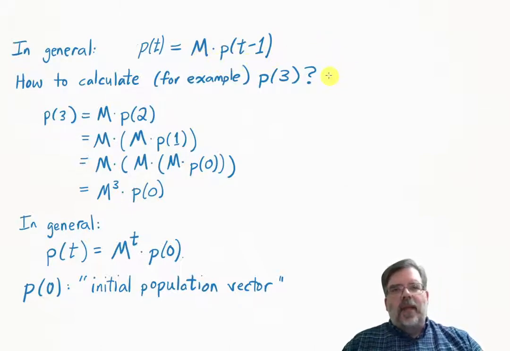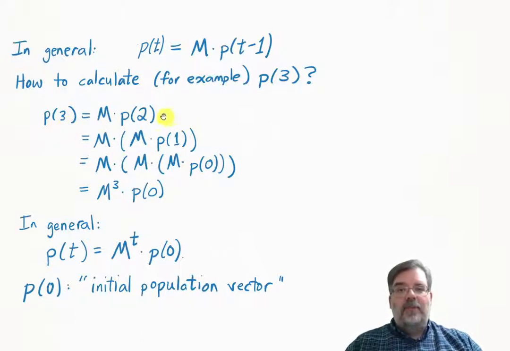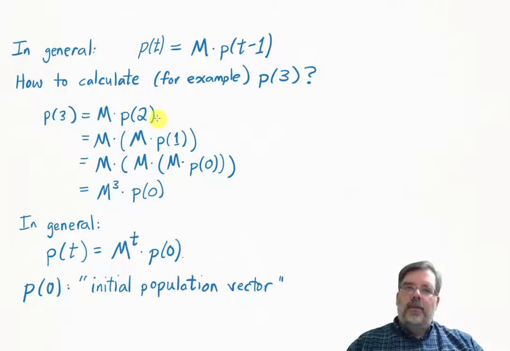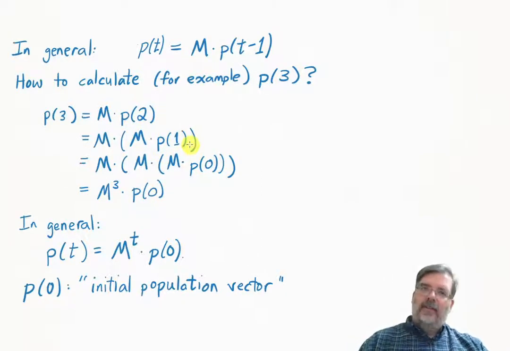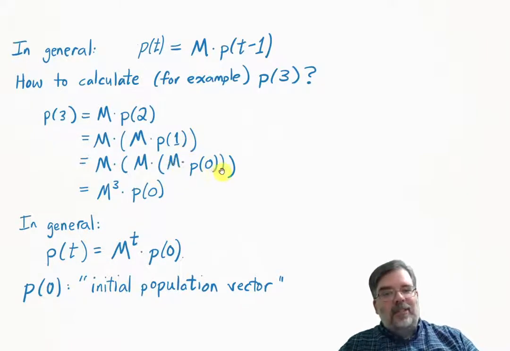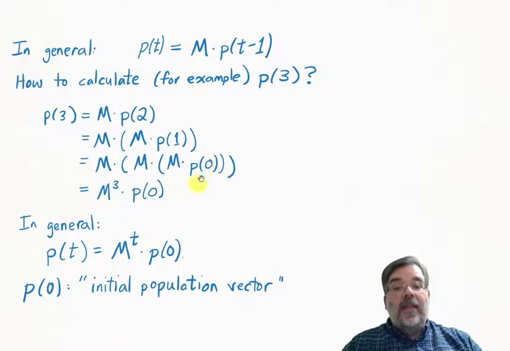So how would you calculate, for example, the population at time 3? Well, the population at time 3 is M times the population at time 2. But then this begs the question, how do you calculate the population at time 2? Well, that's the matrix times the population at time 1. And how do you calculate the population at time 1? Well, that's the matrix times the population at time 0. And that's the piece of information you're typically given.